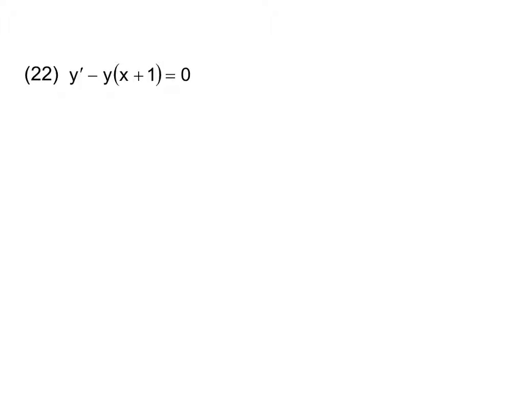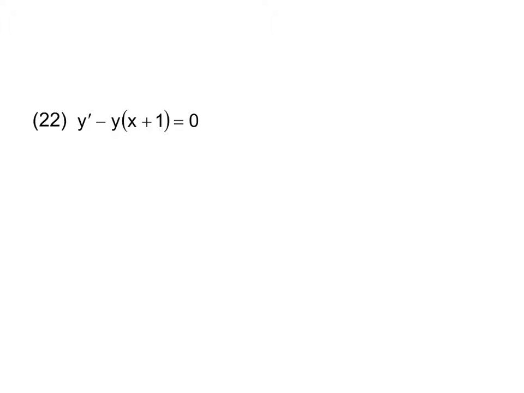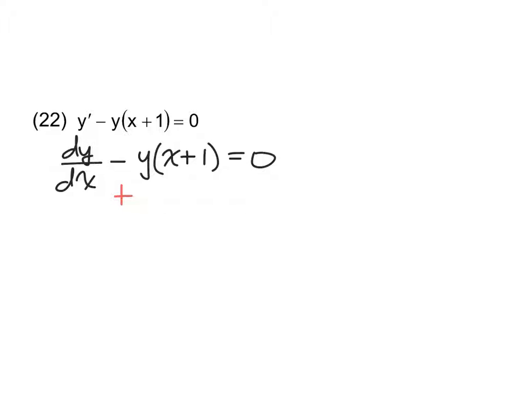The first thing I'm going to do, whenever I see a y prime, I'm going to rewrite that as dy/dx so that we have two variables that we can separate from one another. Whenever you have a sum or difference of variables on one side of an equation, what you want to do is move one part of that to the other side so that you can create a proportional relationship. So I'm going to add y times x plus 1 to both sides.